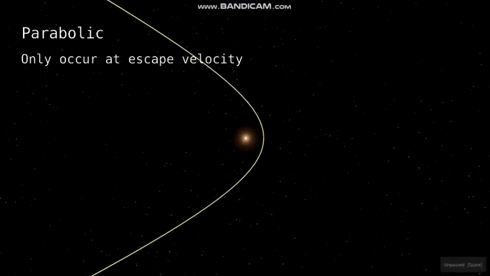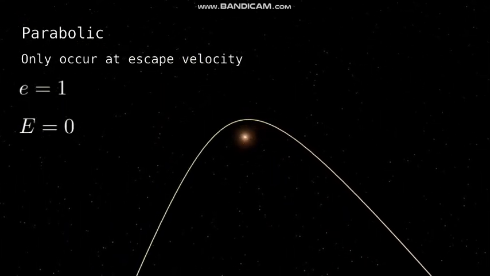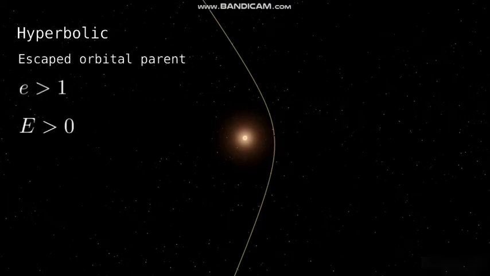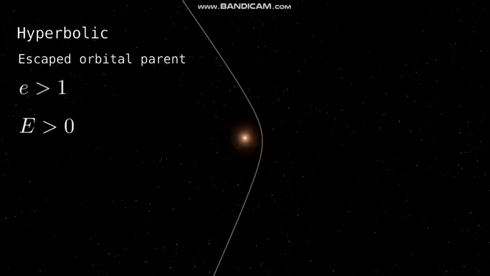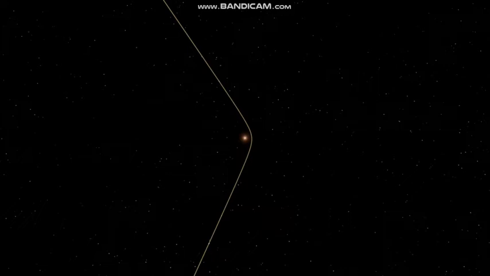Parabolic orbits only occur when an object reaches escape velocity. This kind of orbit has an eccentricity equal to 1 and energy equal to 0. Finally, hyperbolic orbits have an eccentricity that is larger than 1 and energy that is larger than 0. Objects in this orbit have completely escaped their orbital parent, going with a velocity larger than the escape velocity.